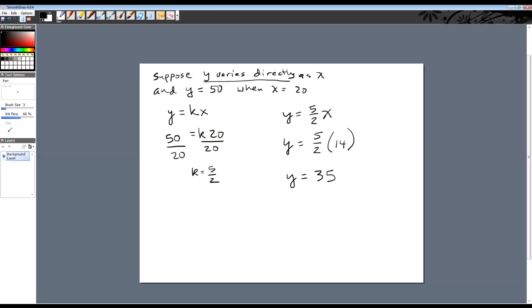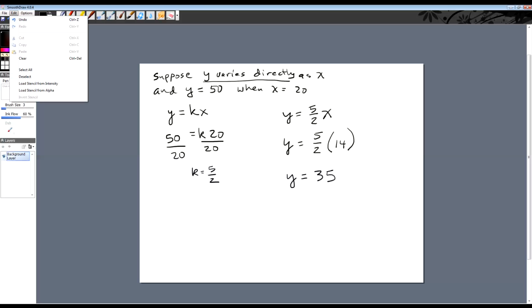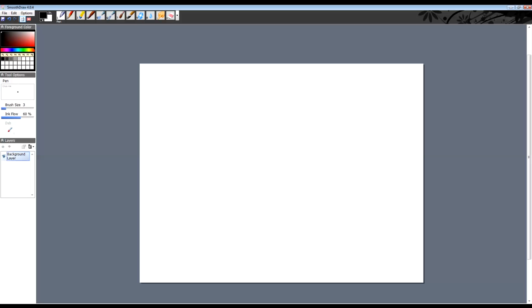So let's look at some of the problems at the end of this section. Problem number 63. These are, again, direct variation problems. In other words, y varies directly as x. So here we say, number 63, if x varies directly as y and x equals 27 when y equals 6, find x.